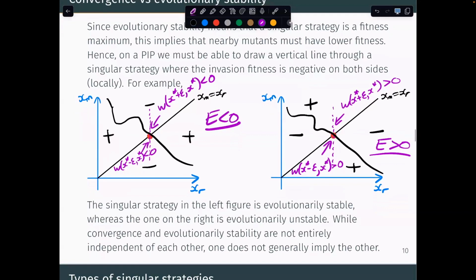So just a reminder here, evolutionary stability on the left, because E is less than 0. In other words, the curvature here is ensuring we have a fitness maximum. This is a fitness minimum. So it's evolutionarily unstable.